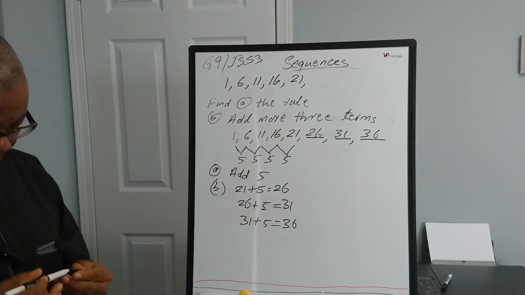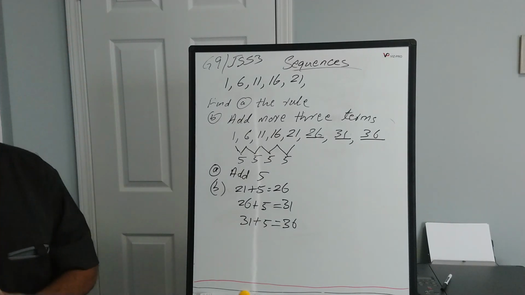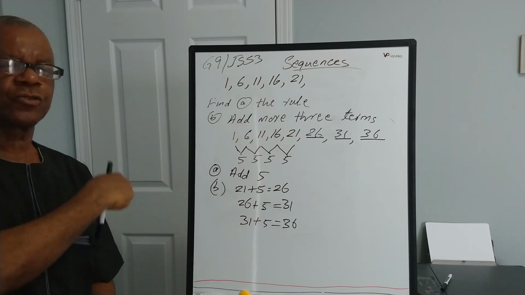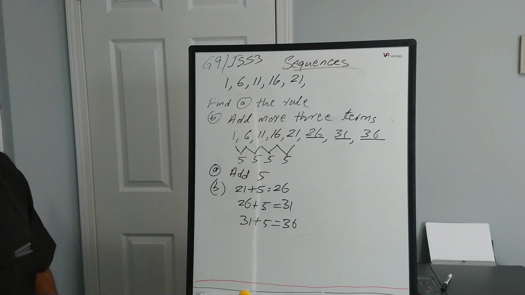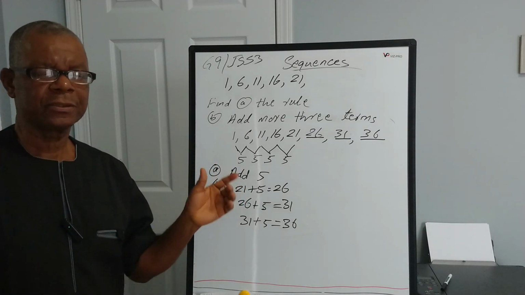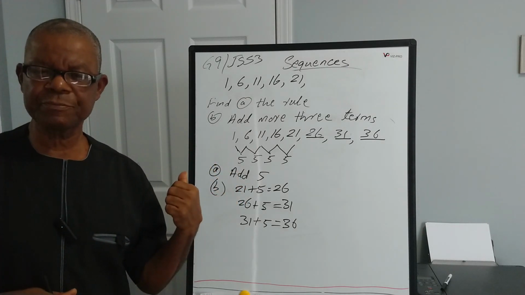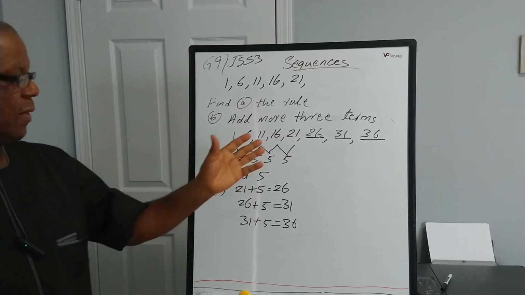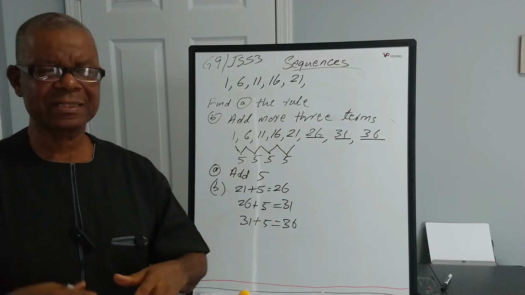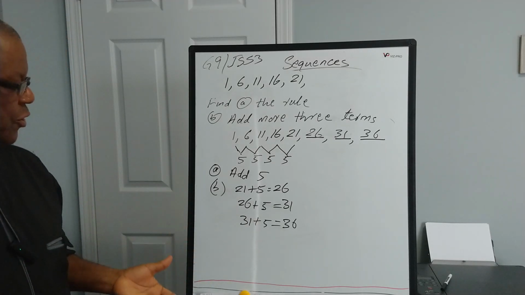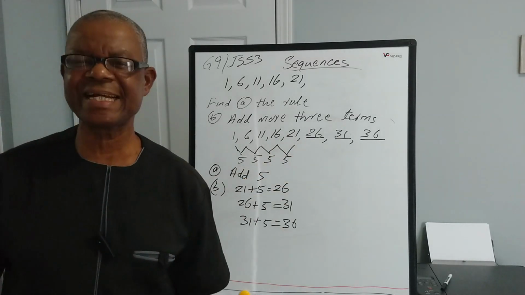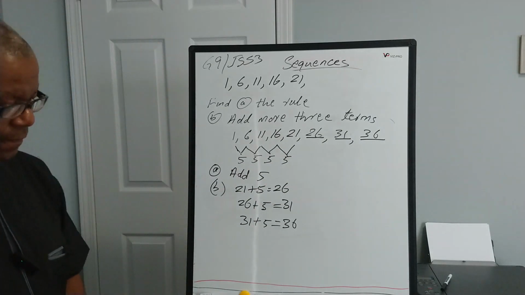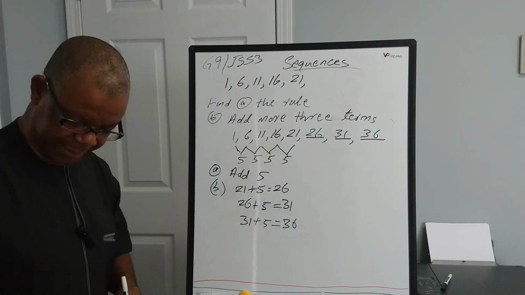So we have found the rule, which is add 5. You add 5 to the previous one to get the next one. That is, if you add 5 to term 1, you will get term 2. You add 5 to term 2, it will give you term 3, and so on and so forth. And so, having found the rule, it has now informed us what the next 3 are going to be: 26, 31, and 36. That is for this particular sequence.